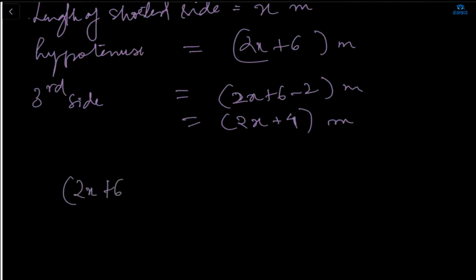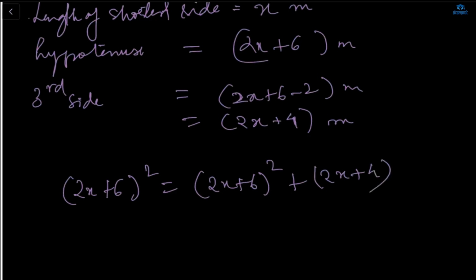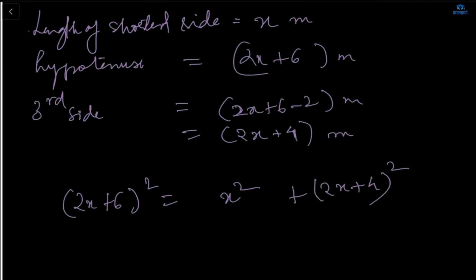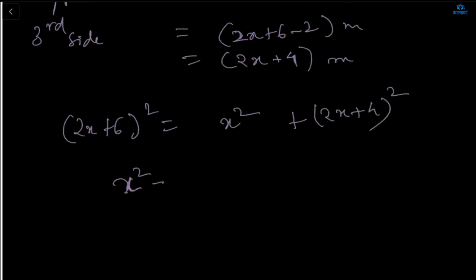Okay. So what is the Pythagoras theorem? The hypotenuse square is equal to the sum of the squares of the other two sides. Wait, I wrote it wrong. Ma'am, we get x square minus 8x minus 20 equal to 0. You are doing it now. Yes, ma'am, I'm done. I can tell you the value of x also.